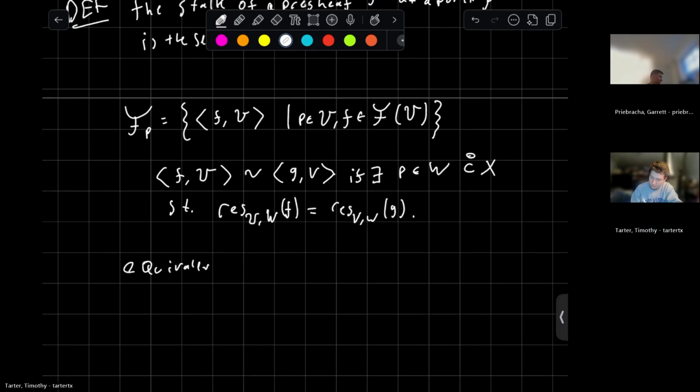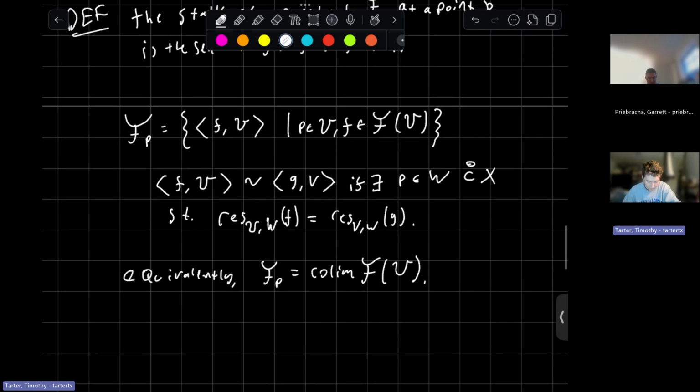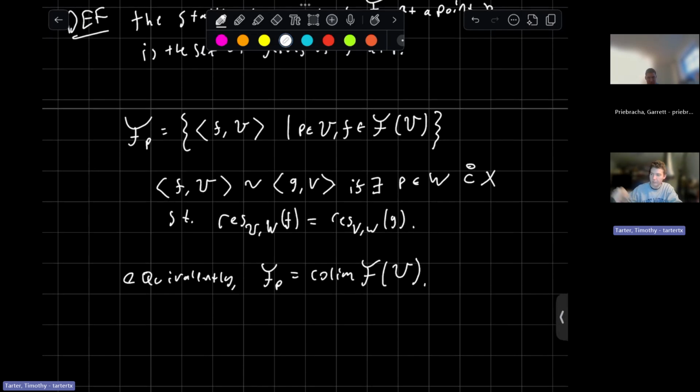Equivalently, the stalk at P is the colimit of the sections. And I don't feel like working through what that really means. But if you want to on your own, you're welcome to. All right.